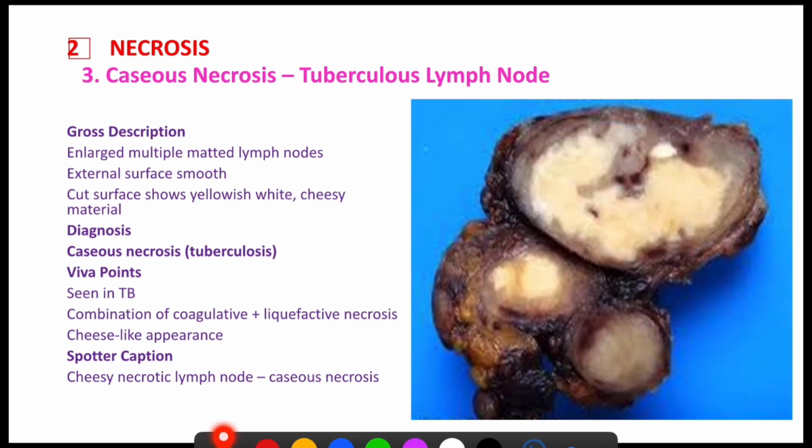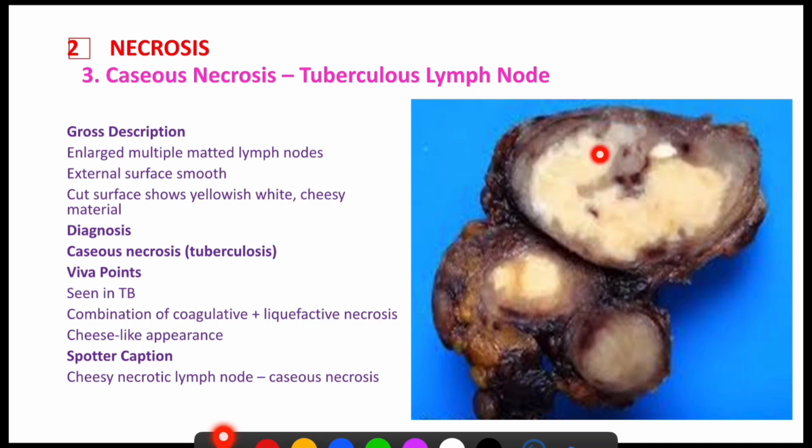Related to this, the first and commonest specimen you will see in the exam is tuberculous lymph node. So how will you identify a lymph node? Lymph nodes are generally multiple, round, matted soft tissue, and you have to describe, as the standard protocol, the size of this lymph node. Multiple lymph nodes of this by this size, the largest one this much in size, and its cut surface is showing whitish cheesy material, and this is the caseous necrosis.